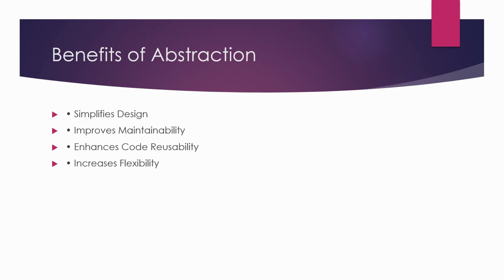Now let's look at the key benefits of abstraction. First, it simplifies the design by hiding unnecessary details. It also makes our code more maintainable as internal changes don't affect the user interface. Abstraction promotes code reusability, allowing us to use common operations across different parts of our system, and increases flexibility by enabling us to evolve the system without breaking existing functionality.